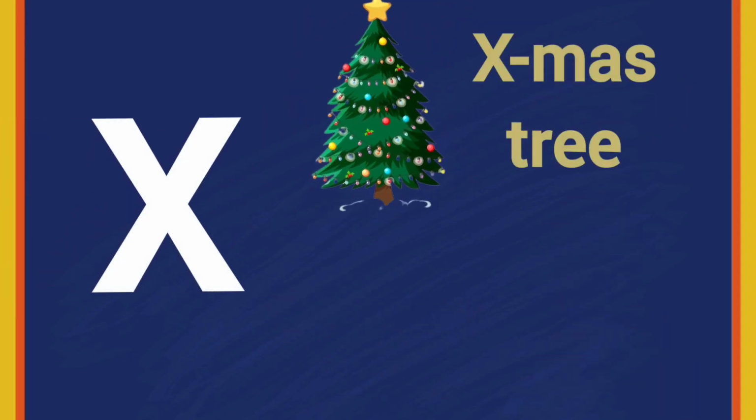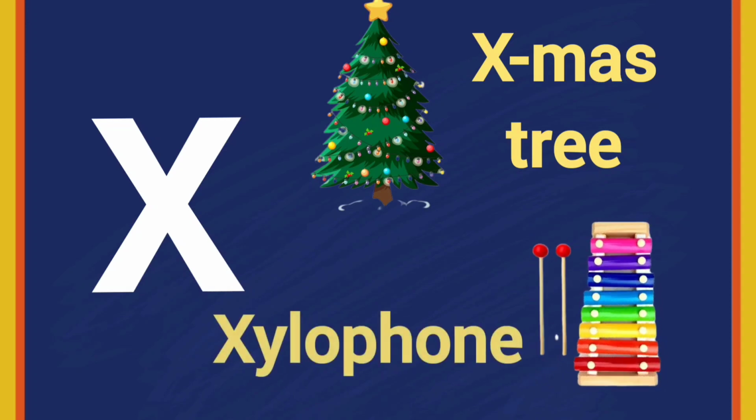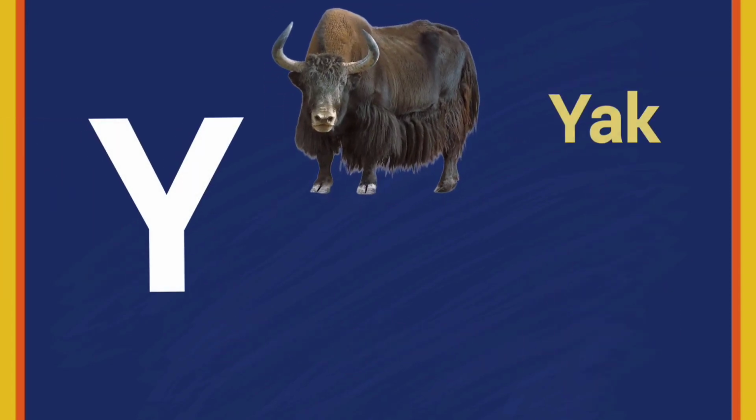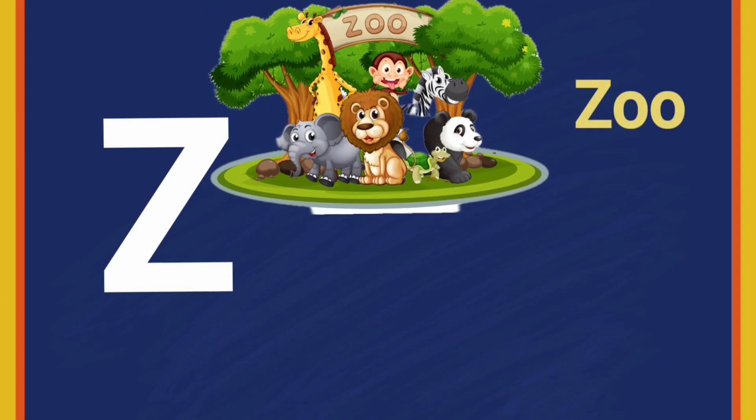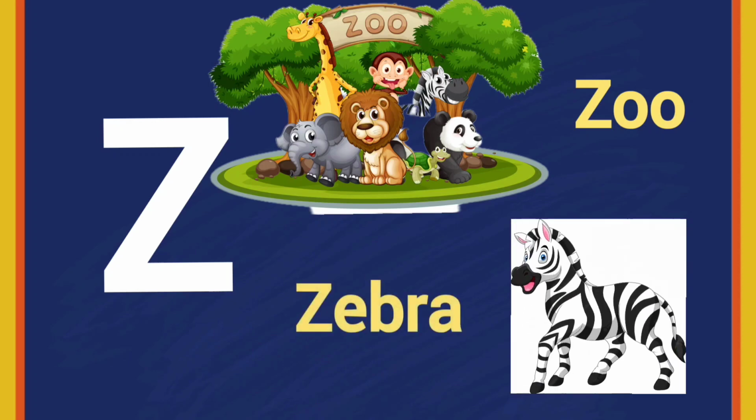X. X for Xmas tree. X for xylophone. Y. Y for yak. Y for yo-yo. Z. Z for zoo. Z for zebra.